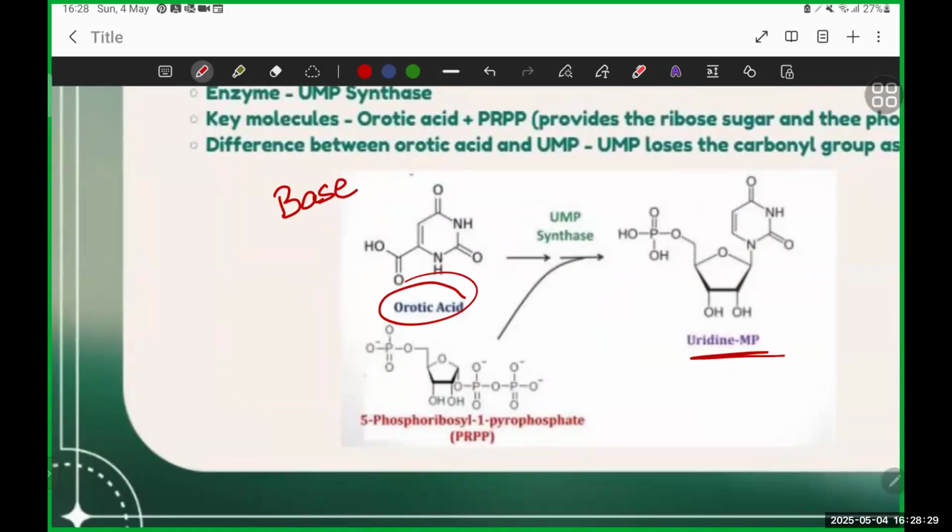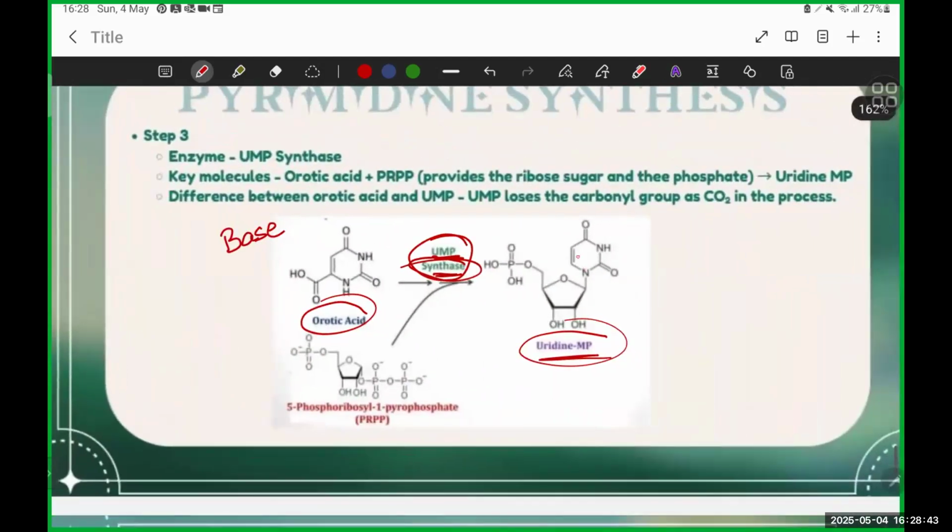What do you need for this? Obviously, you need an enzyme. So you're gonna have UMP synthase. UMP synthase. This is not synthetase because there's no ATP. So UMP synthase.